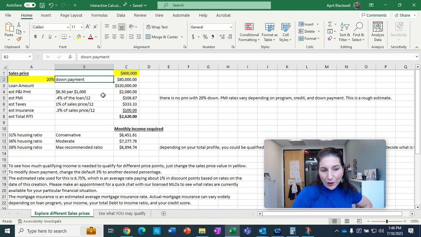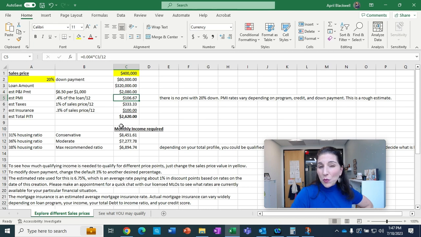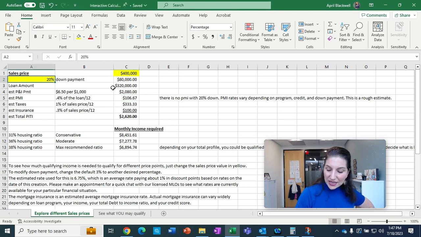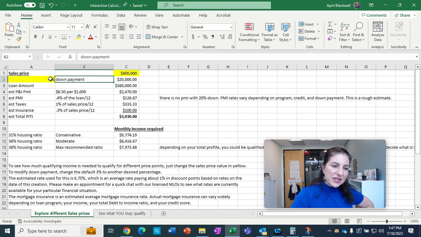Now, this calculator is very basic and it doesn't know you just put down 20%. Just a hint, if you do 20% down, you're not going to have to pay monthly PMI, so you can subtract that from your payment. It'll be more like $2,500 versus $2,620. But it's just here in case you want to mess around and go, well, what if I did 5% down?